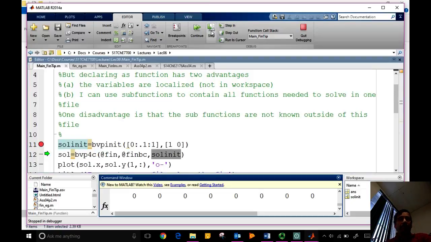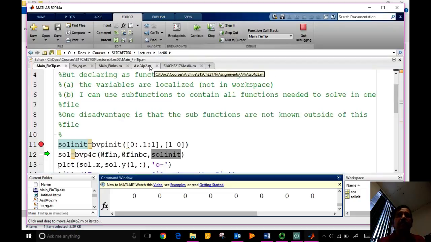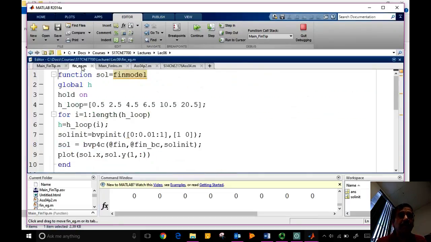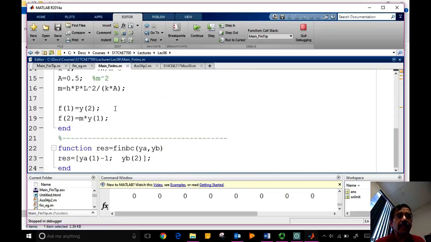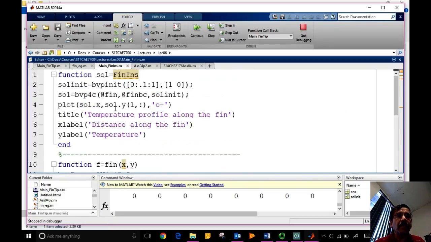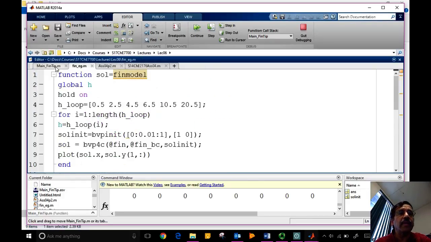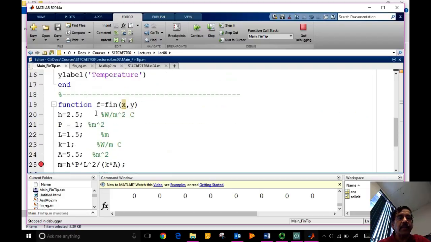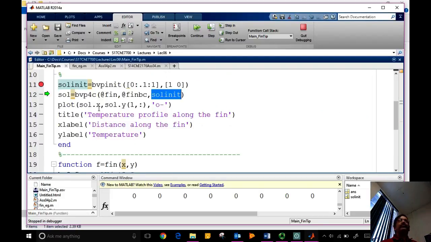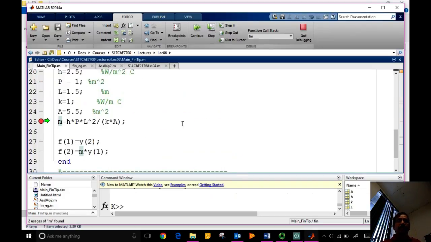Okay. Next, we are going to call and transfer the control to BVP4C. So when I execute this, I think I have set up a breakpoint inside this fin. I'm not directly calling fin. The control goes there when I execute the next one. How did the control come here?